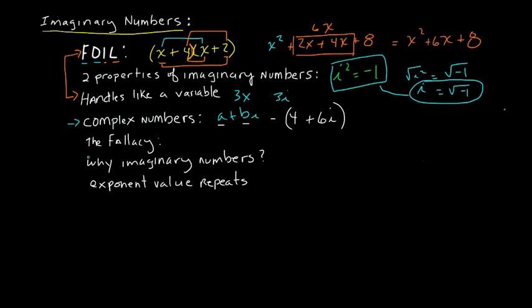I don't know whether to tell you about this fallacy or not. Why imaginary numbers? I don't know how to do this in a very short explanation, but numbers in general aren't real things. Any number set that we have, whether it's integers or rational numbers, irrational numbers, they are an attempt to represent using symbols something that does exist in the real world.